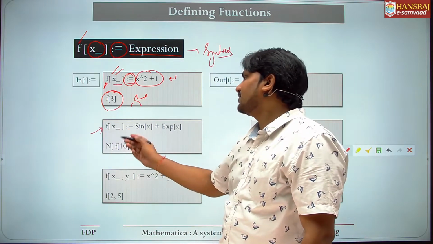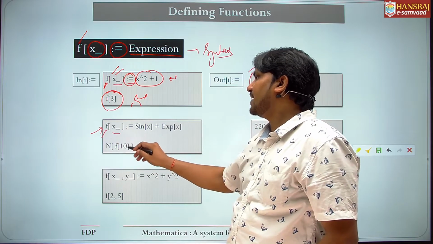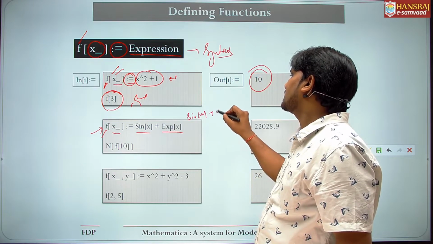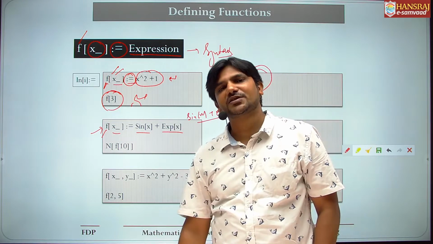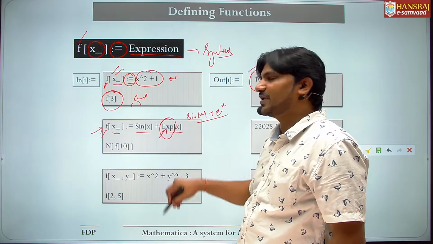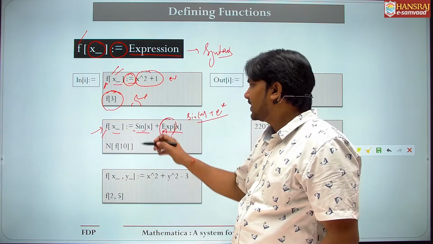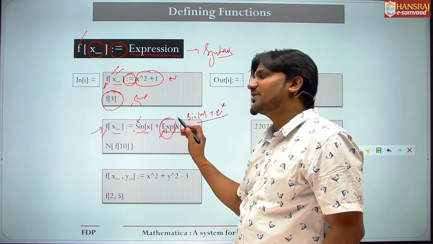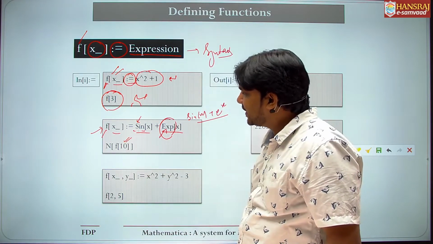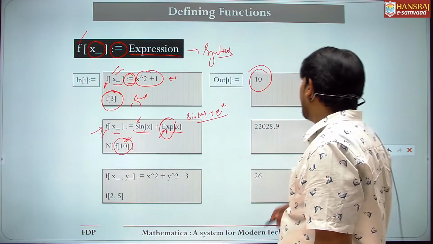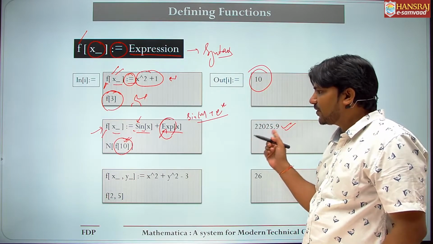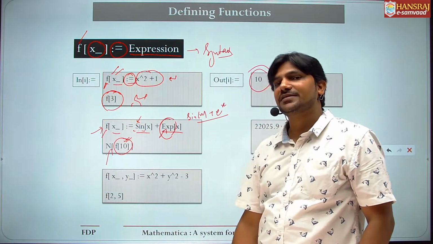Another example is, for example, you want to define a function f of x equal to sin x plus e to the power x. For writing e to the power x, you need the exponential function, and for that you need to use Exp, in which E is capital, and Sin is also a function, so S should be capital. So sin x plus e to the power x means the exponential function. And if you want to find the value of the function at 10, then you will get the value like this. But you can see here this is not a value in rational form or any other, because N is there. N is for numerical value.